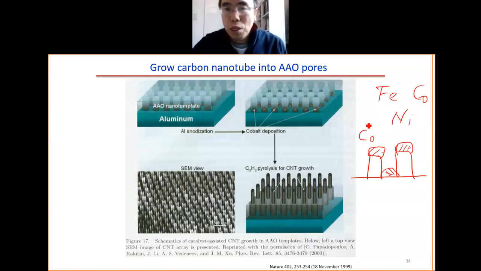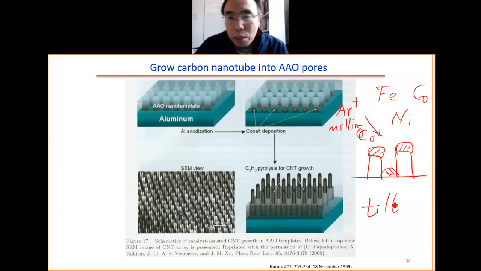So what you can do is argon ion milling. When you do the argon ion milling, the wafer is tilted. You tilt the wafer, and as a result the argon goes in slanted instead. So the top part will be removed, but the bottom part is shadowed. The cobalt at the bottom will not be removed by this tilted argon ion milling process. They can use the cobalt to grow the carbon nanotube.